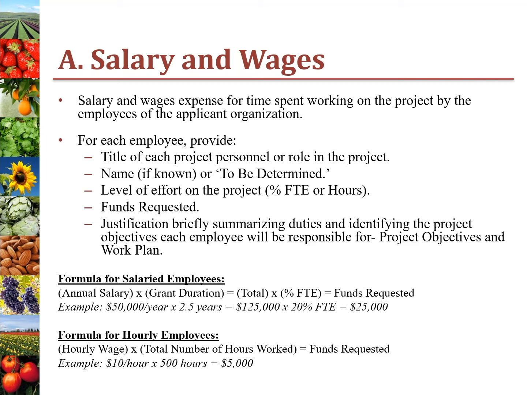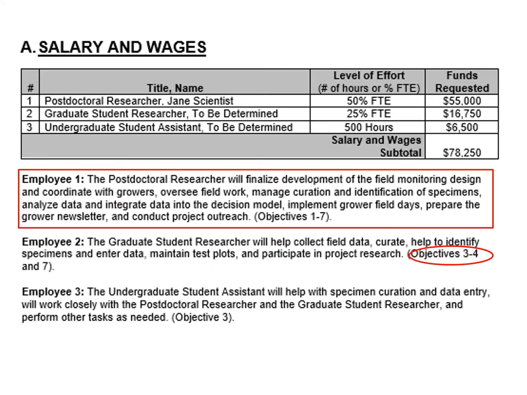To calculate the funds requested for salaried employees, multiply their annual salary by the grant duration, which is 2.5 years, then by their percent full-time equivalent. To calculate the funds requested for an hourly employee, multiply the hourly wage by the number of hours to be worked over the entire grant duration. Here's an example of a budget that includes 3 employees. Below the table, there is a justification for each employee working on the project. Note that each employee's justification must identify the project objectives that their activities will support.